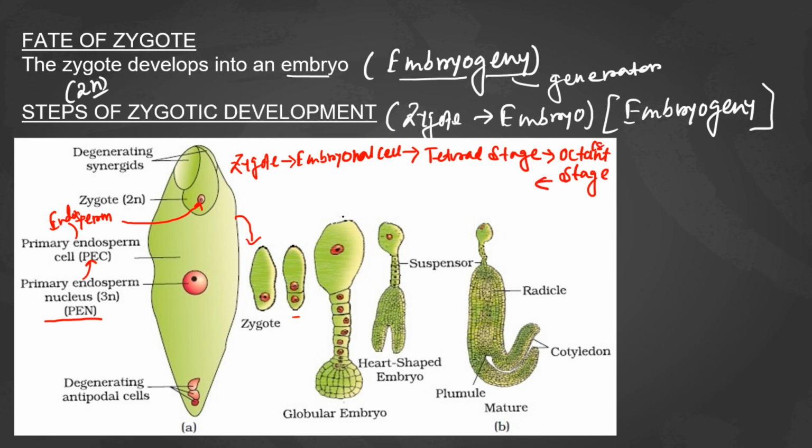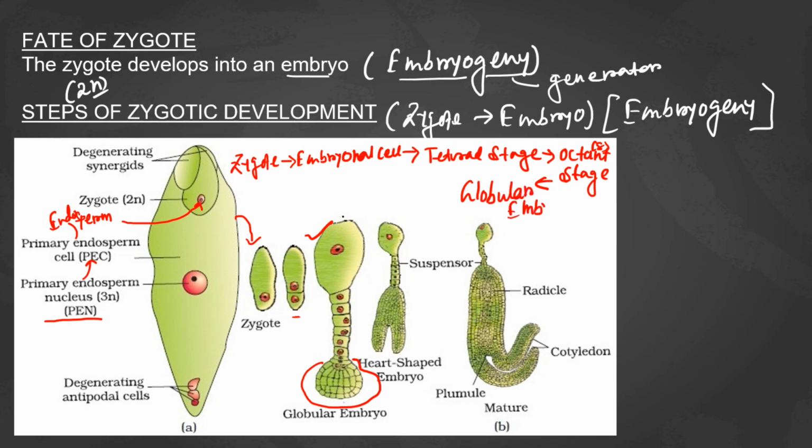From the octant stage there will be formation of one globular embryo. As you can see in this picture, this lower portion is circular, so that is why it is called the globular embryo. From the octant stage there will be formation of the globular embryo.